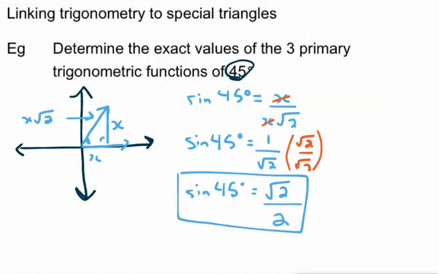If we turn into cosine, well, cosine, ka, is adjacent over the hypotenuse. Hypotenuse, again, x root 2. Adjacent is that bottom side, the x. So, cosine of 45 is x over x root 2.